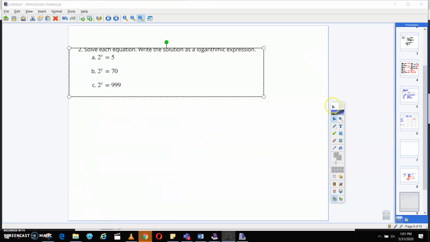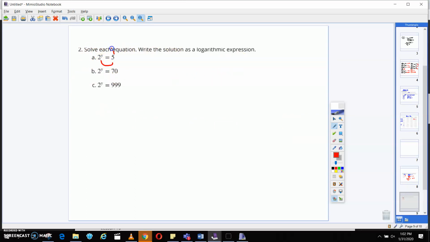Okay, so let's talk about 2. Ready? Solve each equation. Write the solution in a logarithmic expression. So we're going to use the circle of life on this one. We're going to say log base 2 of 5 equals y. Now, we have to solve this. So we're going to plug into our calculator, and we're going to say log of 5 divided by log of 2. What does that give me? Okay, go ahead and try B and C.